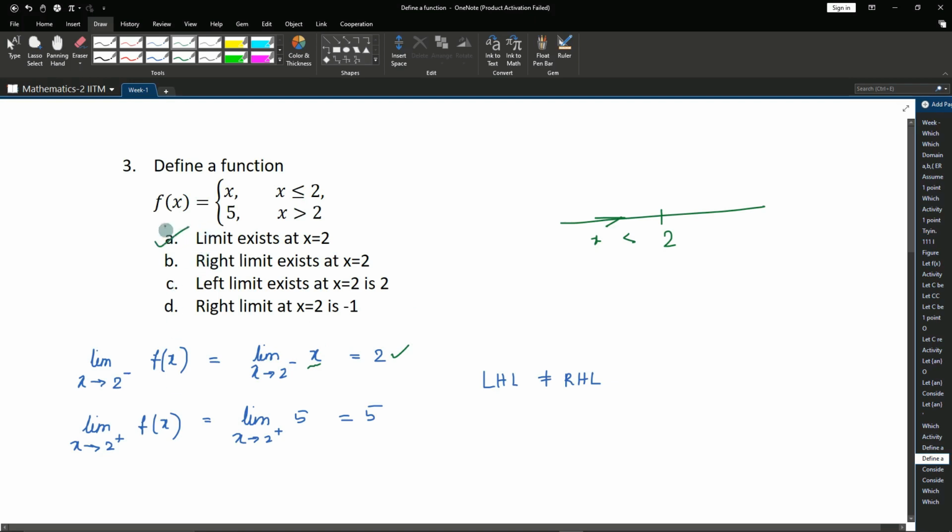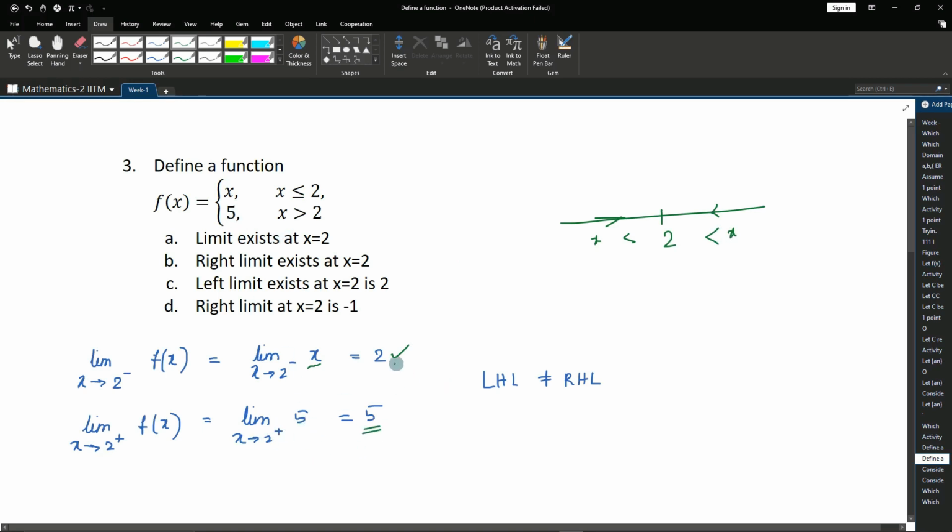Before we say whether this is right or wrong, we also have to find the right hand limit. For the right hand limit, x is approaching from the right side, so x is greater than 2. If x is greater than 2, what will the function value be? The function value will be 5.